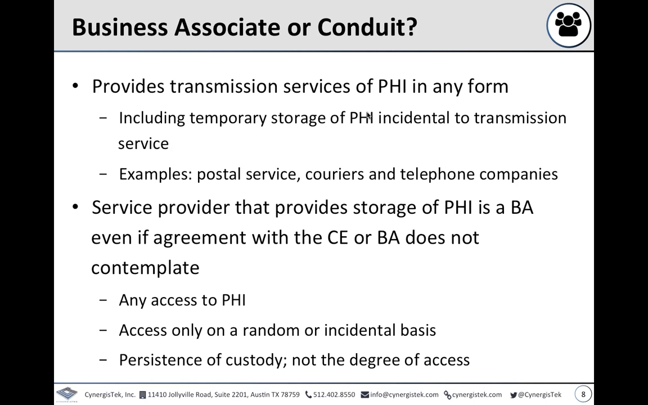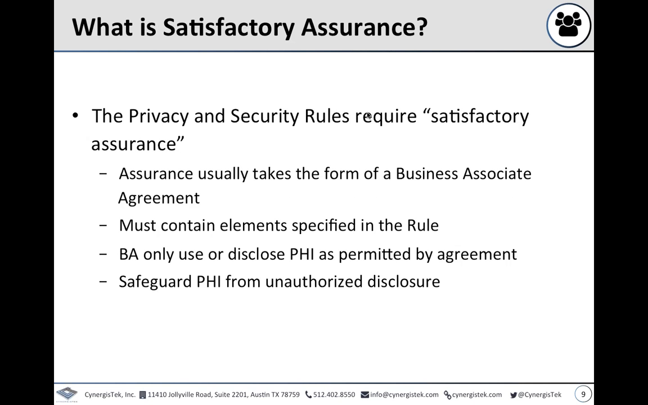And as a point of reference, after the adoption of the omnibus rule in 2013, several large providers of storage and consumer level email services like Google, Amazon, and Microsoft, they all began offering business associate agreements and establishing services that were protective of the information to comply with the requirements of the HIPAA rule.